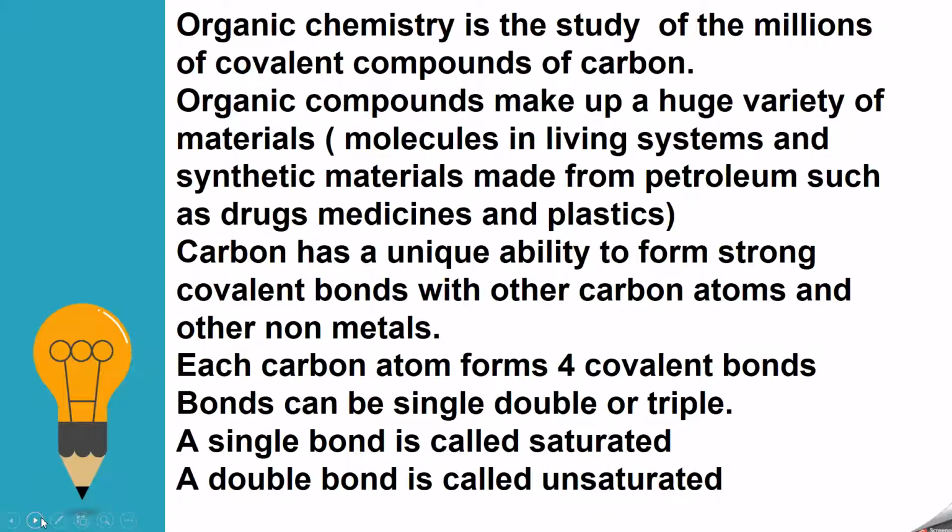And carbon has a unique ability to form strong covalent bonds with other carbon atoms and other nonmetals, and each carbon atom forms four covalent bonds, and these bonds can be single, double, or triple. And so a single bond is called saturated, and a double bond is called unsaturated.